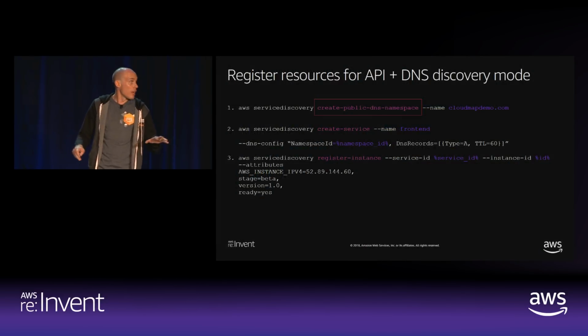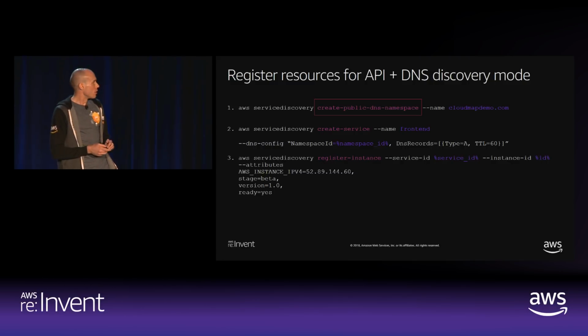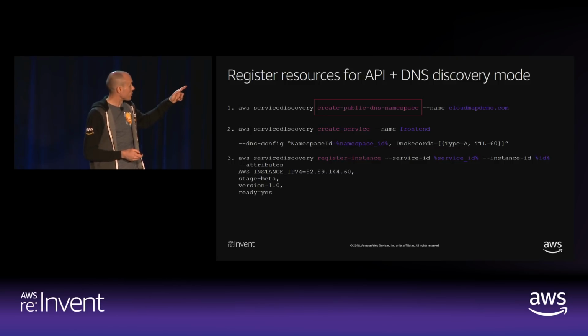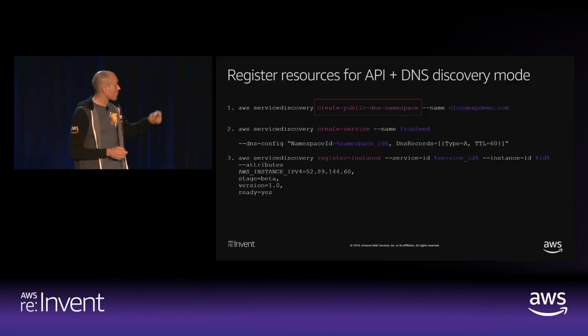Let's take a look at an example of the API, how we register your resources. First step, in that case, I'm using API and DNS discovery. I'm creating a public DNS namespace. Then I'm creating a service, and I provision a very short configuration for the DNS. I'm using the particular namespace that I just created. Then I'm using a DNS description, so it's going to be type A with TTL of 60 seconds.